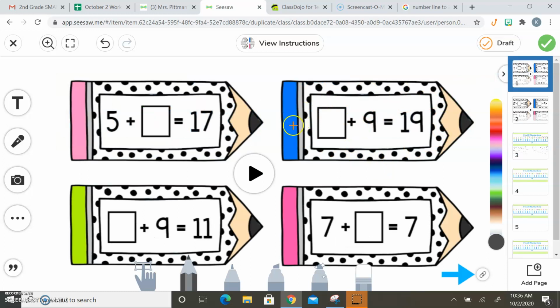Here's another one. This one sometimes gets a little hard when you have the box plus 9 equals 19. Well, since we're adding, we know that we add two little numbers to make a bigger number. So our biggest number is going to be 19. So we need to figure out what to put with 9 to make 19.